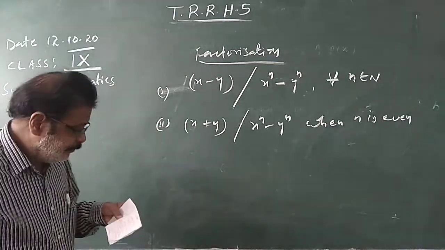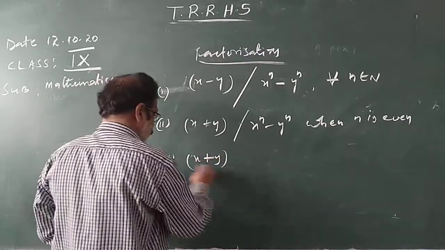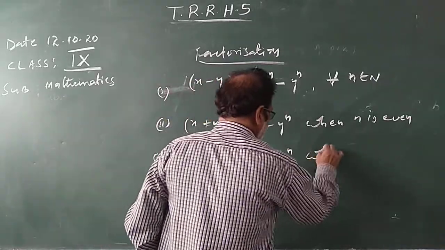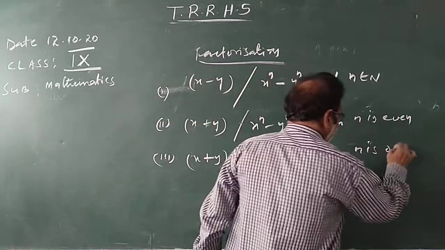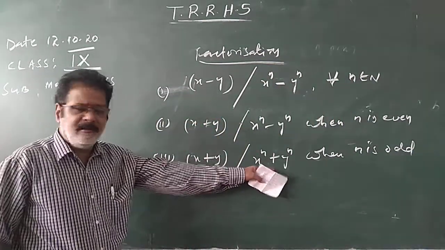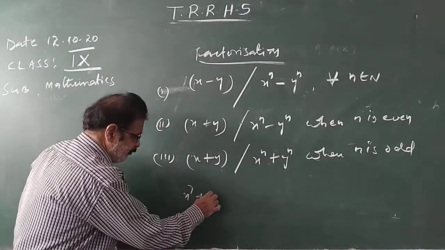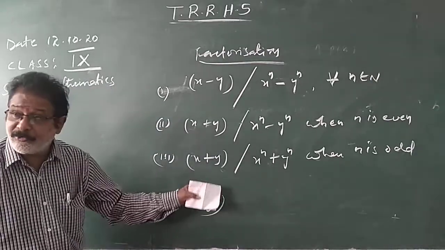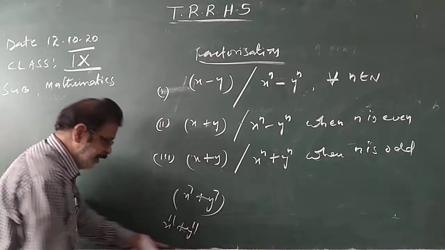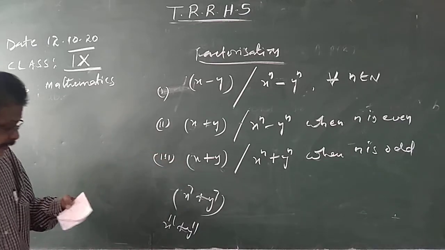The third one: x plus y is a factor of x power n plus y power n when n is odd. When the power is an odd number, the factor is the same. X to the power of 7 plus y to the power of 7 is given. What is the factor? X plus y. In the case of x to the power of 11 plus y to the power of 11 also, x plus y becomes the factor when n is odd.